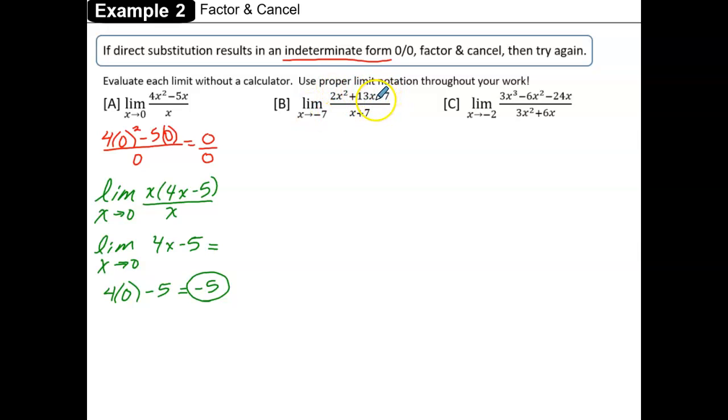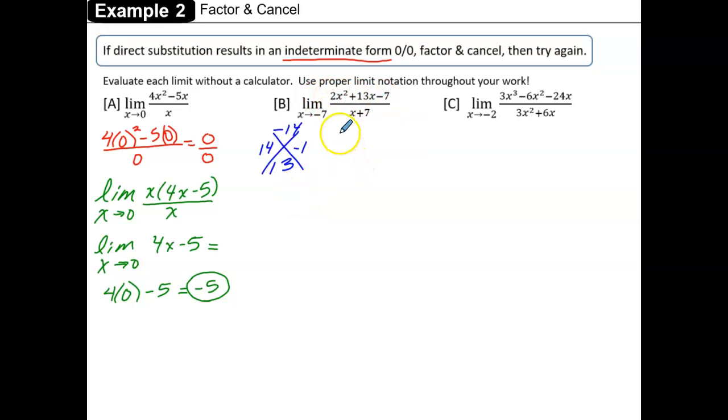factoring the numerator. So we're going to look for factors of a times c, which is negative 14, that add to equal b in the middle, which is 13, and that would be 14 and negative 1.